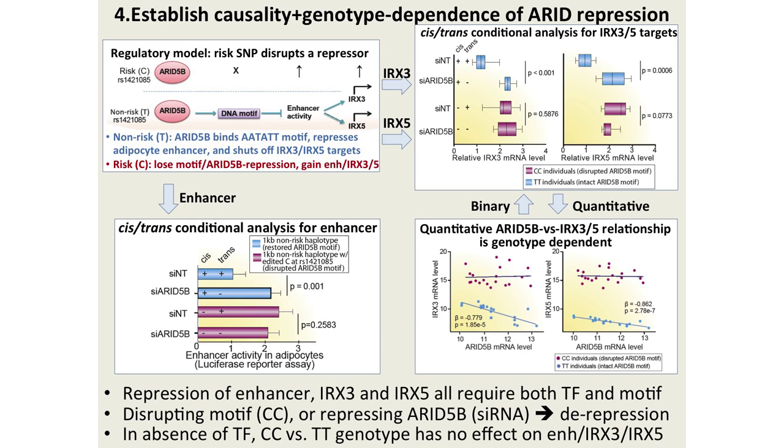We again did the cis-trans conditional analysis for both the motif and the regulator using our homozygous individuals for both CC and TT. And again, you see that the target genes are on whenever you disrupt either the regulator or the motif or both, but not when both are intact. Then you see repression of the downstream target genes. So again, we're doing this cis-trans conditional analysis to show causality here that, in fact, that particular nucleotide variant is, in fact, downstream of the specific regulator and upstream of the two target genes.